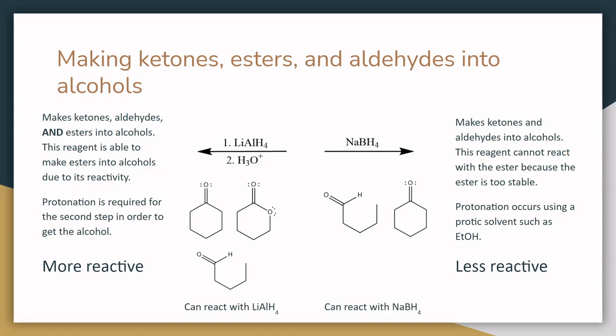The reagents also need to reprotonate the functional groups in order to get an alcohol, and not just an oxygen with a negative charge on it. For the lithium aluminum hydride reagent, we use an acid workup step in order to get that extra hydrogen. And for the sodium borohydride, we use any protic solvent like EtOH.